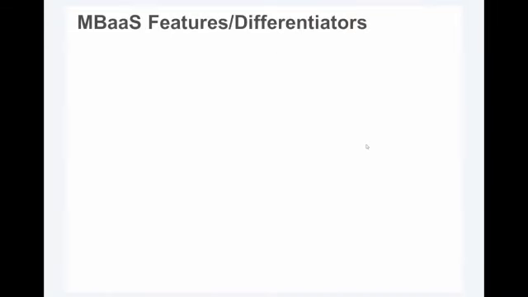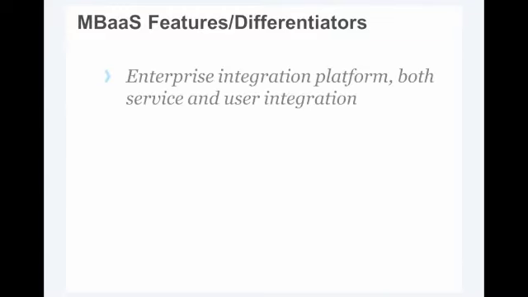Yep, there we go. I've got one more slide and one more set of topics to discuss, which is, as you're looking at these mobile backend as a service platforms, what are the key differentiators? What are the things you should look for to differentiate one platform over another that I've seen? First, the biggest thing is enterprise integration, both from a service perspective and a user perspective.